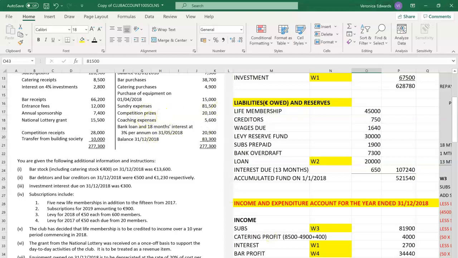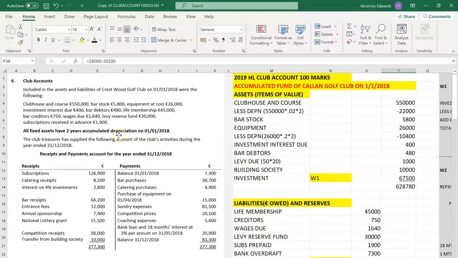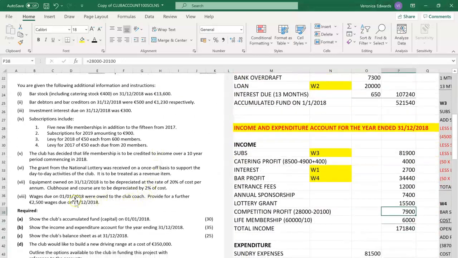Competition prizes are next. We've already dealt with the competition. We've worked out what the profit was. We've put it through the income and expenditure account. Coaching expenses are next. Now, our coaching expenses are 5,600. That's what we paid out. But you will notice at the top of the question that there are wages due to our coach at the beginning of the year of 1,640, because we're told here that those wages at the beginning of the year were due to the club coach, okay? And we're also told that there are wages due at the end of the year of 2,500.